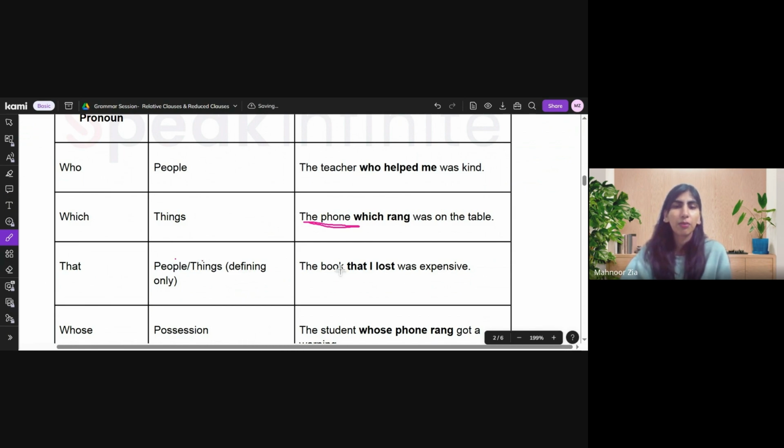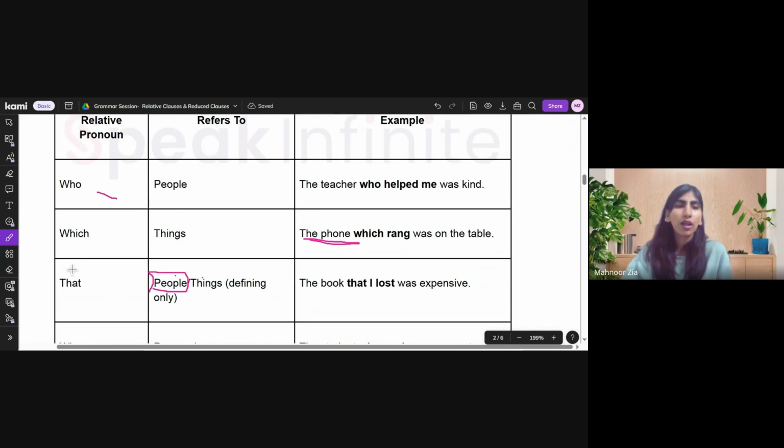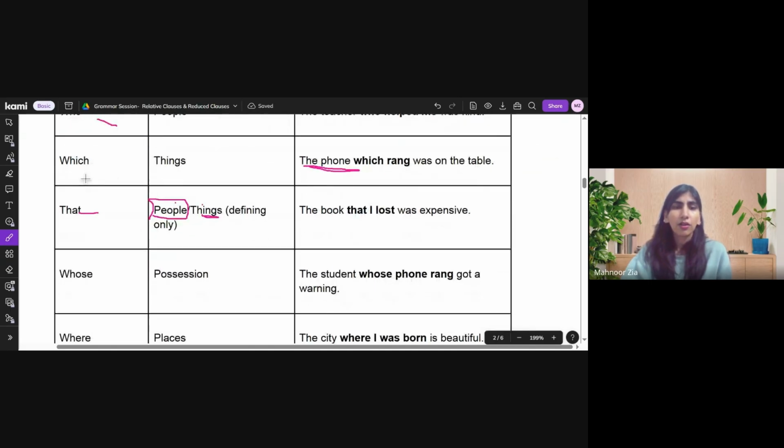For people and things, the book that I lost was expensive versus the person that I met last year was cool, right? So for people, we use both who and that. But for things, we will not use who, as this is just for people. Then whose is for possession, as I've given some examples: the person whose jacket I'm wearing, the student whose phone rang got a warning. So whose we're going to use with a person and basically to describe a possession.